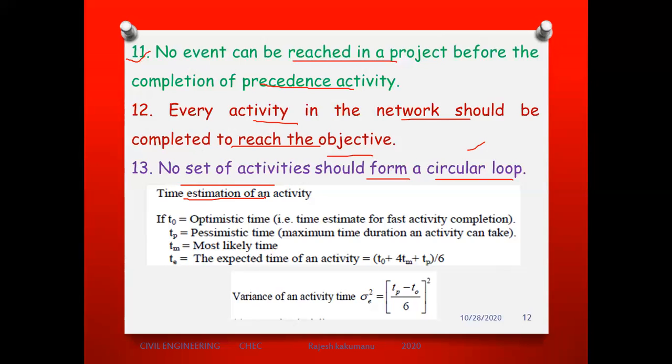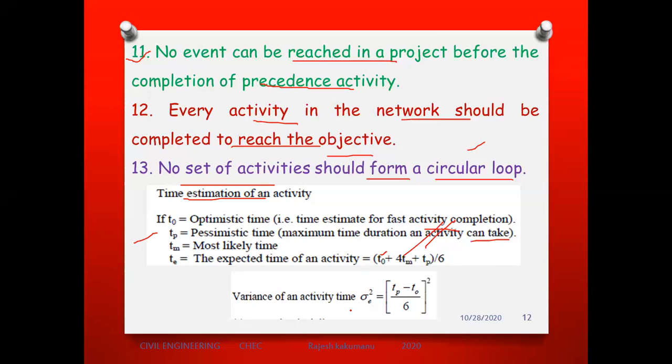Like this, we have some formulas. We'll discuss this one. T naught is equal to optimistic time, the time estimated for the fastest activity completion. TP is equal to pessimistic time. Pessimistic means the maximum time duration an activity can take. Next one is most likely time, TM, and TE is equal to expected time. Expected time of an activity is given by T naught, optimistic time, plus 4 times the most likely time, plus pessimistic time, divided by 6. That is the formula for the expected time.